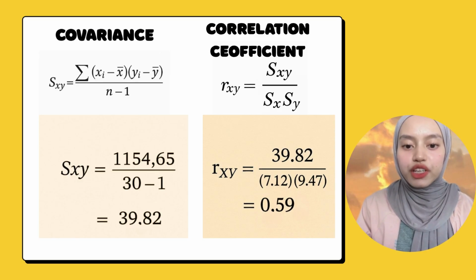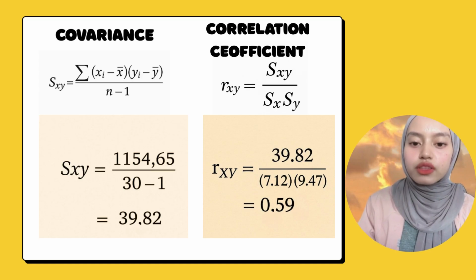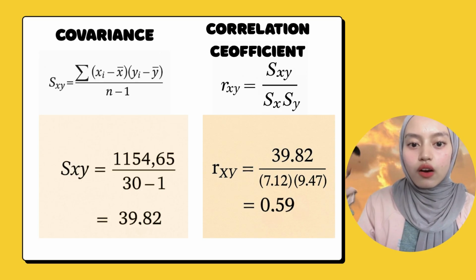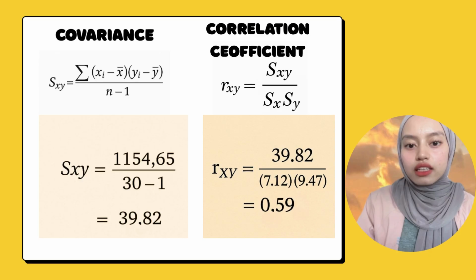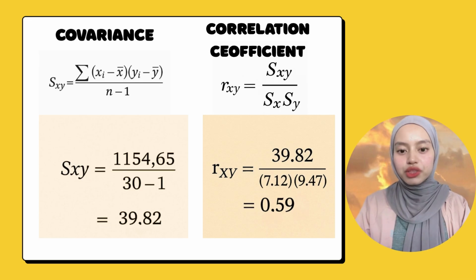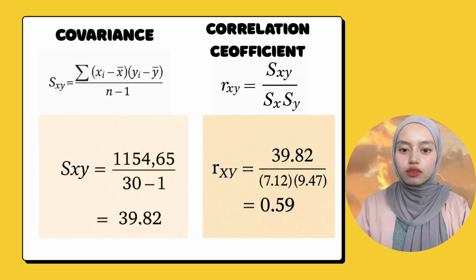Interpretation. A correlation of 0.59 shows a moderate positive relationship between satisfaction and retention. This means that when customers are more satisfied, they are more likely to stay loyal to the company. However, since the value is not close to 1, it also means there may be other factors that affect retention. So, in conclusion, customer satisfaction has a positive impact on customer retention, so companies should focus on improving customer satisfaction to help retain loyal customers.